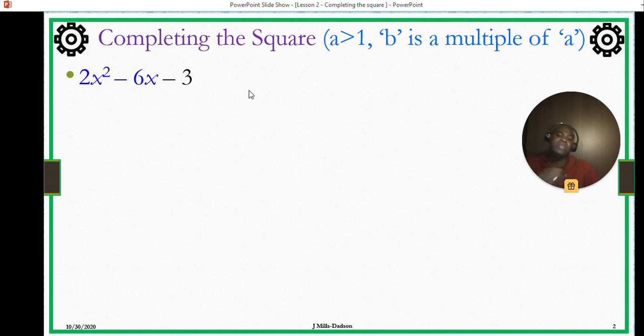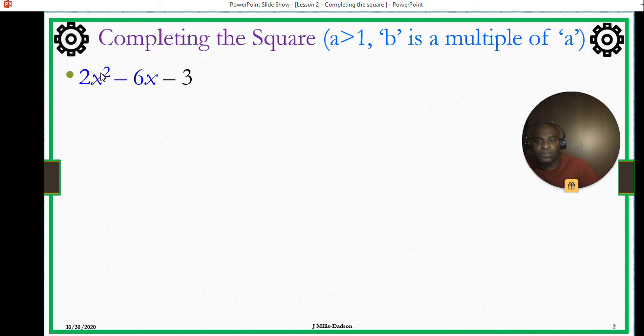Now you remember the formula that we quoted earlier in lesson 1 for completing the square for the first two terms is only for when the coefficient of x squared is exactly equal to 1. So in this case, it's not equal to 1. Therefore, we need to manipulate the expression to make sure the coefficient of x squared is equal to 1, so that it can lend itself to the use of the formula.